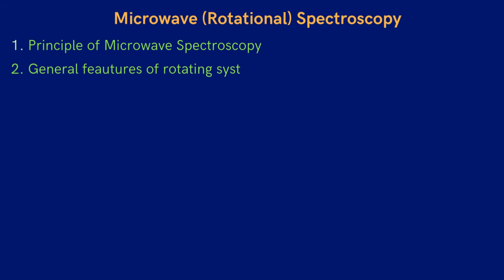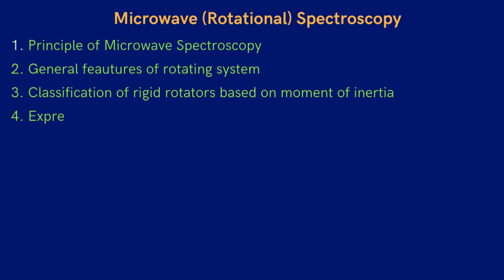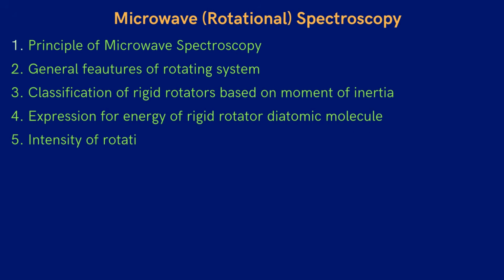In microwave or rotational spectroscopy, we will learn the following topics. First one is principle of microwave spectroscopy. Second one is general features of rotating system. Third one is classification of rigid rotators based on moment of inertia. Fourth one is expression for energy of rigid rotator diatomic molecule. Fifth one is intensity of rotational spectral lines.